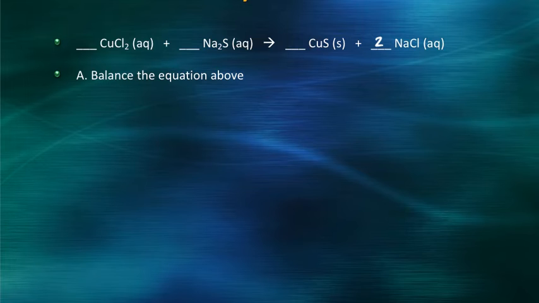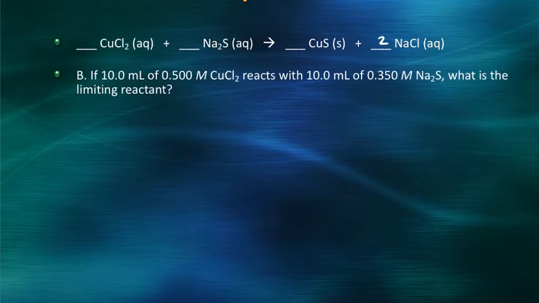Okay, I went ahead and balanced this one because it's pretty easy. It just needs a 2 in front of the NaCl here. So if you need help with that, see me, but I think you guys are able to do that on your own. Okay, so how do we actually solve this, right? How do we figure out which one of these is the limiting reactant?